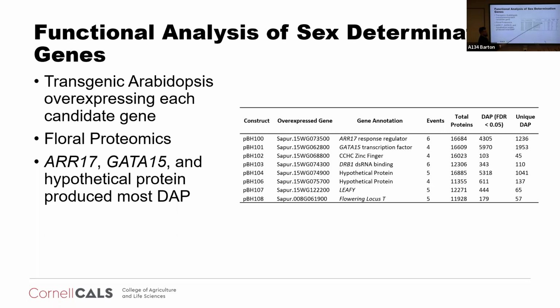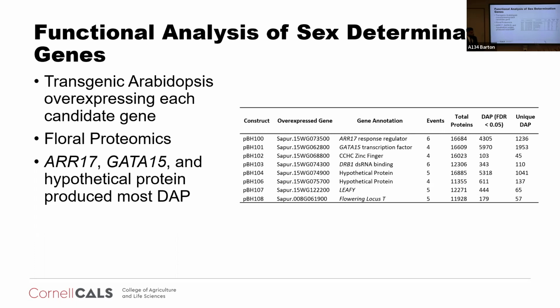We got around 4 to 6 independent events for each of these overexpressed genes, and we detected anywhere from 11,000 to 16,000 proteins from each of these overexpression events. If you'll notice from the total differentially abundant proteins, these are the number of proteins that have significant differences between each overexpression line relative to the empty vector control. We see that 3 of them have a very large number of differentially abundant proteins. So AR17, GATA15, and this hypothetical protein all have over 4,000 differentially abundant proteins in floral tissue. That tells us that they probably have some role in floral expression.